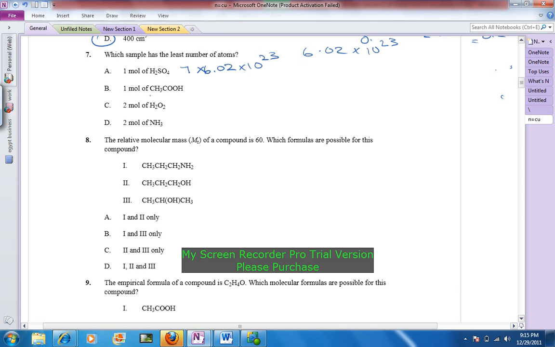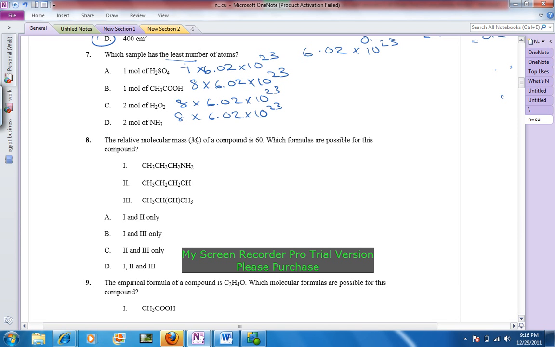Okay, for this one, you have 1, 2, 3, 4, 5, 6, 7, 8. So 8 times 6.02 times 10 to the power of 23. Here you have 4, but you have 2 moles, so you have to go 4 times 2. So it's actually 8 times 6.02 times 10 to the power of 23. For the last one, it's also 4 times 2, so it's 8 again. So immediately you can see, you look back to the question, the least number.